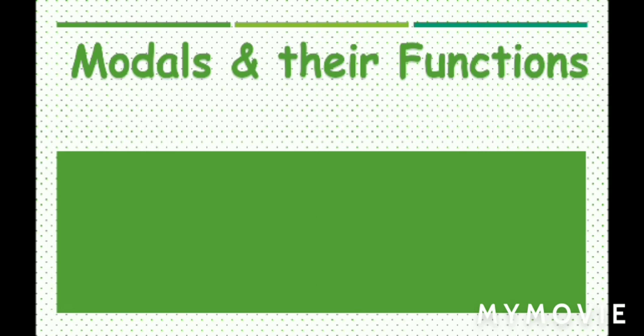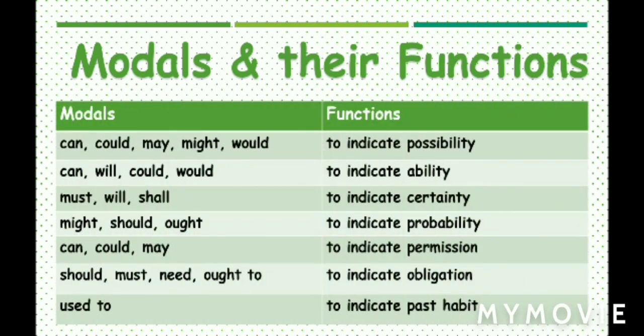Modals and their functions. Let's have a look. Now this is the exact textbook column, reference page 18. Modals in one column and their functions in the other column. Let's see. Can, could, may, might, and would indicate possibility. Then can, will, could, and would indicate ability. Must, will, shall indicate certainty. Might, should, and ought indicate probability. Probability means likelihood, something that is expected.